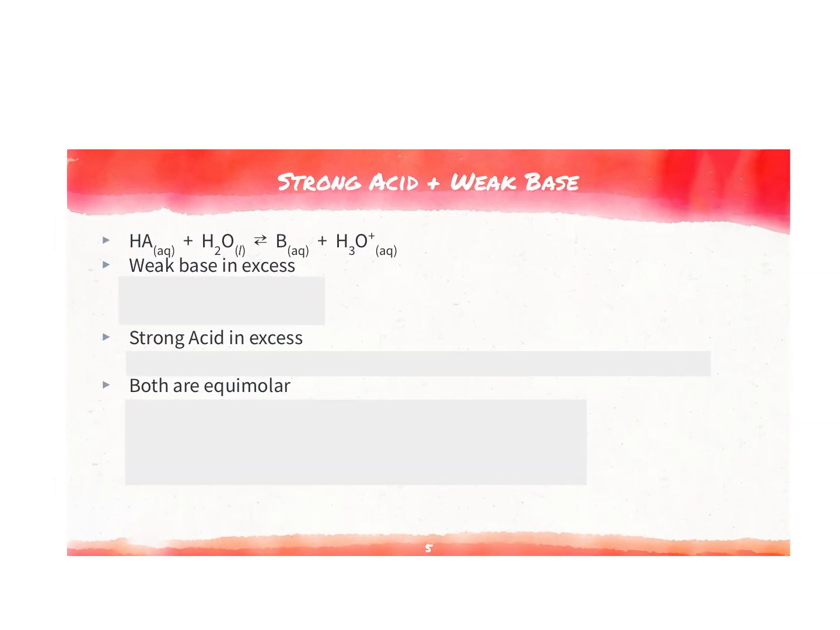Next case we'll discuss is strong acid and weak base. This is just the reverse of what we did in the last slide. Again, if the weak base is in excess, you make a buffer.